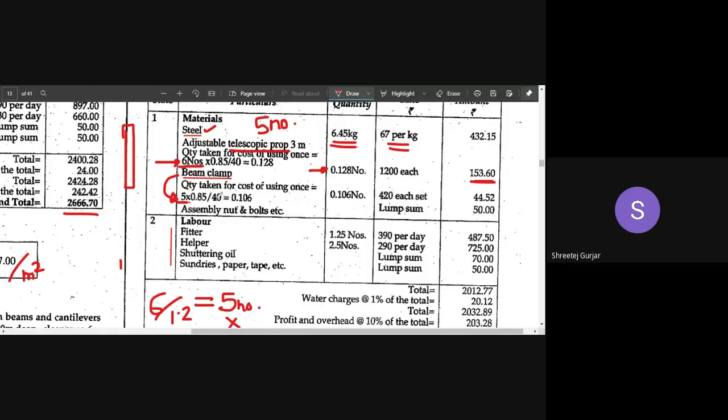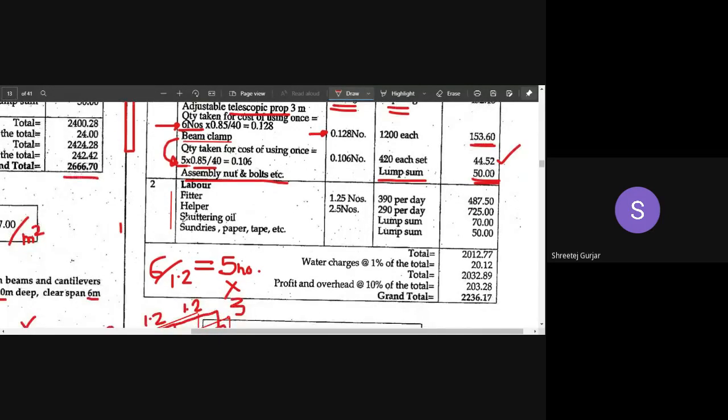Now beam clamp, we require 5 number of beam clamps. Multiply that by the constant, you will get the amount for beam clamps. Next, we require some nuts and bolts. You can calculate them in lump sum, no problem. Then regarding labor, we require fitters, helpers, shuttering oil, and some paperwork, tapes, etc. We can calculate that in lump sum. For fitters we require 1.25 number and 2.5 number of helpers, because it is steel, we require more helpers.